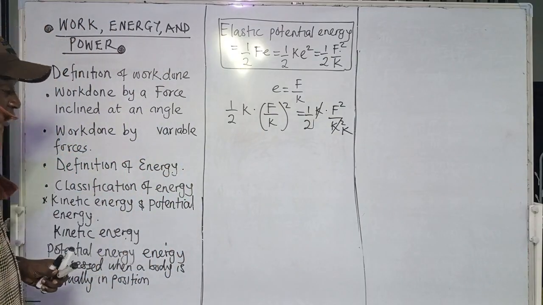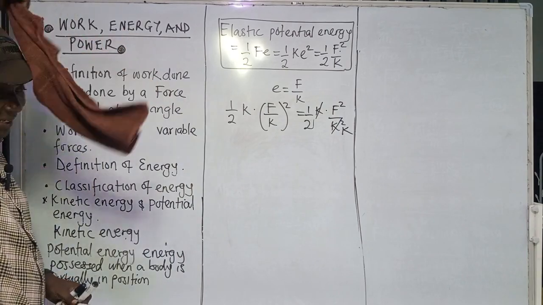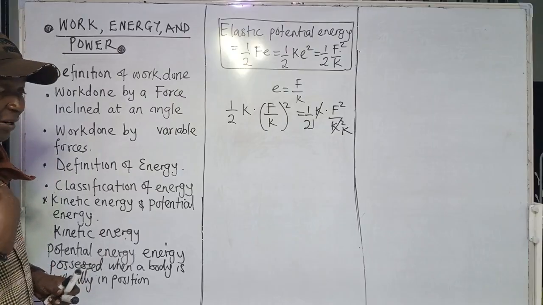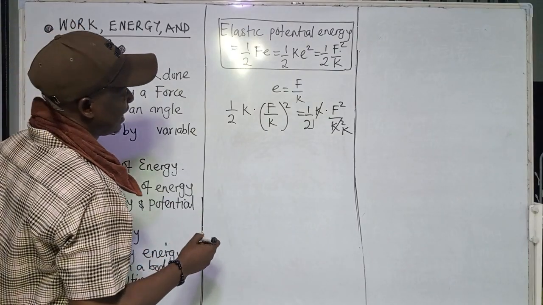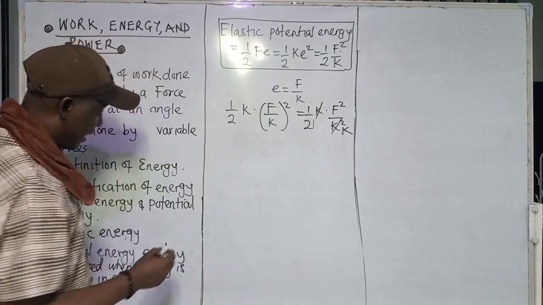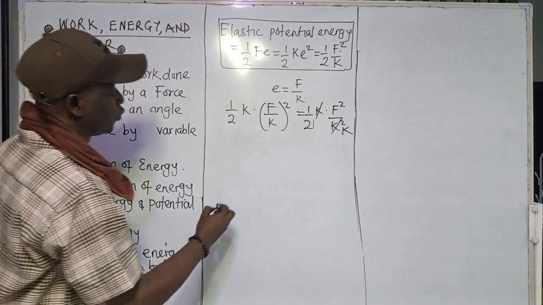Don't forget that sea level is a reference level for all heights. Sea level is the reference level for all heights. So we say that potential energy is the energy of position, for a body to be in position.